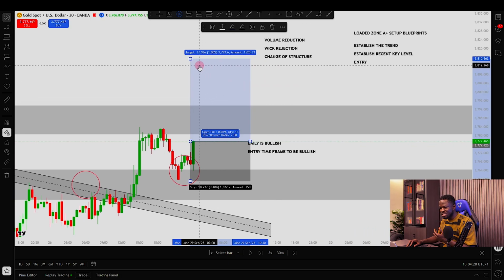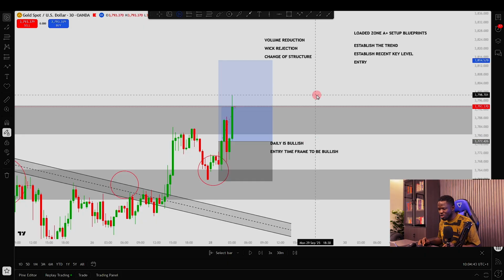Simple as ABC. So let's see what this trade will offer us. Now price is heading towards our take profit zone. Finally, price smashed our TP level.